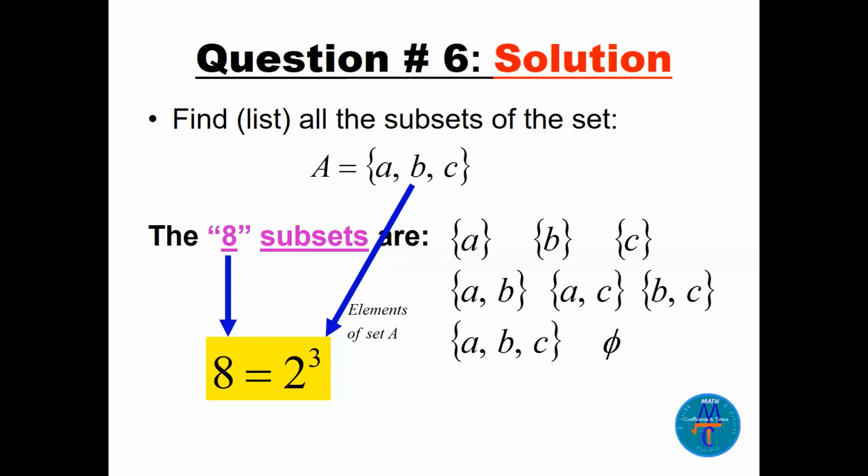Simple way to find it: take the number of elements. How many elements in {a, b, c}? 3. So 2 to the power 3, which is 8. Suppose we have a, b, c, d, 4 elements. How many subsets? 2 to the power 4, which means 16. If you have a, b, c, d, e, 5 elements, how many subsets? 2 to the power 5, 32.